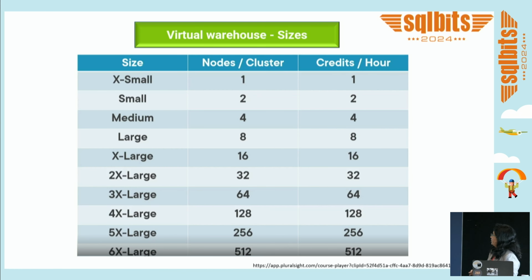In a nutshell, there are various virtual warehouse sizes. You can configure nodes, and accordingly, the credits or the money would be deducted. And you can grow dynamically as and when required, or you can auto-pause or auto-resume.